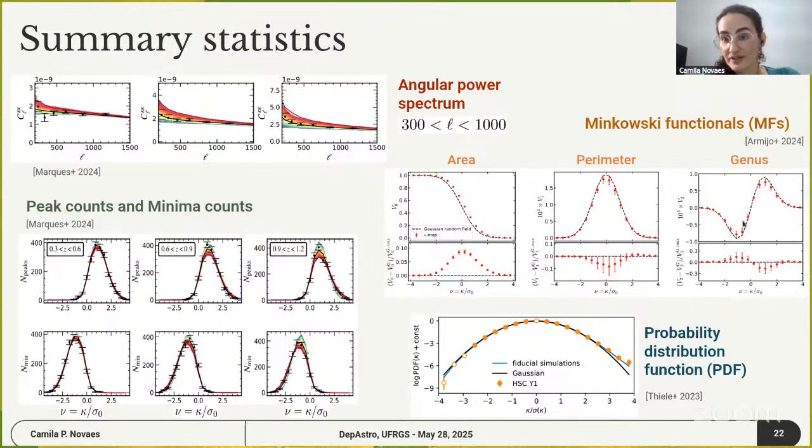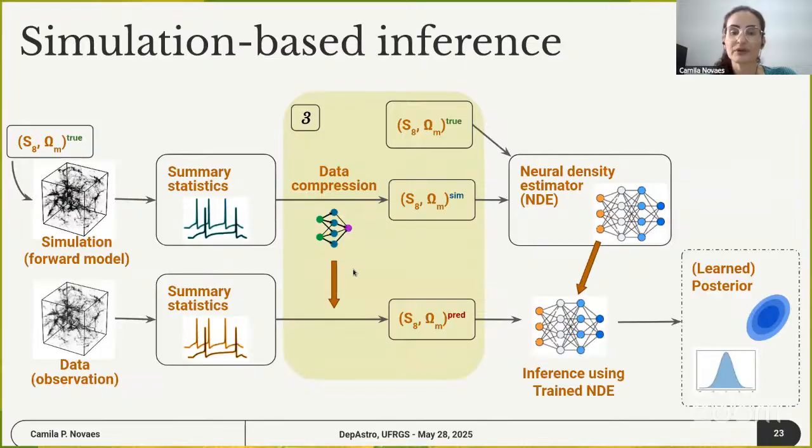And the Minkowski functionals, where you have 3 different functionals, the area, perimeter, and the genus, which basically give you information about the topology of your field. Again, I'm not going into the details here, but we can get back to it if you are interested. And the last one is the probability distribution function, which is basically histogramming the pixels of your convergence field. So we are using all these statistics. We test each of them individually, but the idea is to combine all of them.